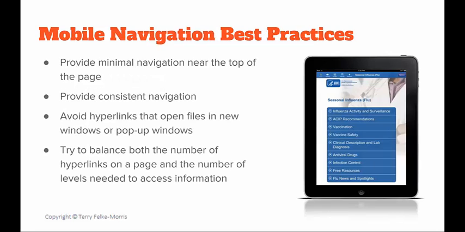Here are some more best practices when it comes to mobile navigation. You should provide minimal navigation near the top of the page, again, due to the limited screen size. However, you should provide consistent navigation. In other words, you should see the same navigation across pages. You should avoid hyperlinks that open files in new windows or in pop-up windows. Often, on mobile devices, this obscures the original window or causes other problems. Finally, you should try to balance both the number of hyperlinks on a page and the number of levels needed to access information. People shouldn't have to go through 10 levels of links to find something. You want to try and keep it as short as possible.